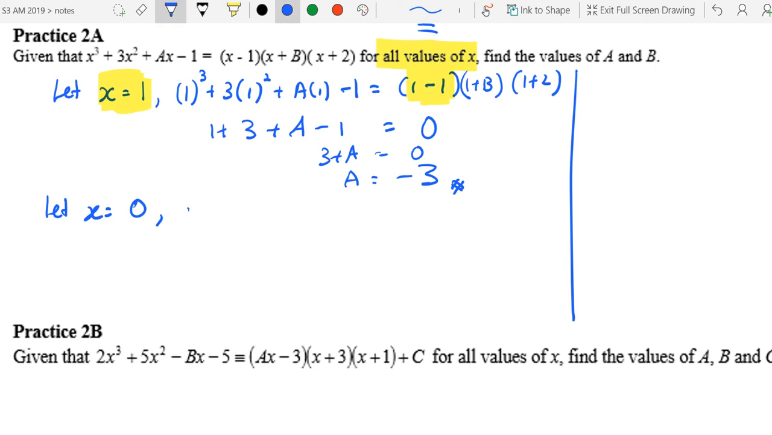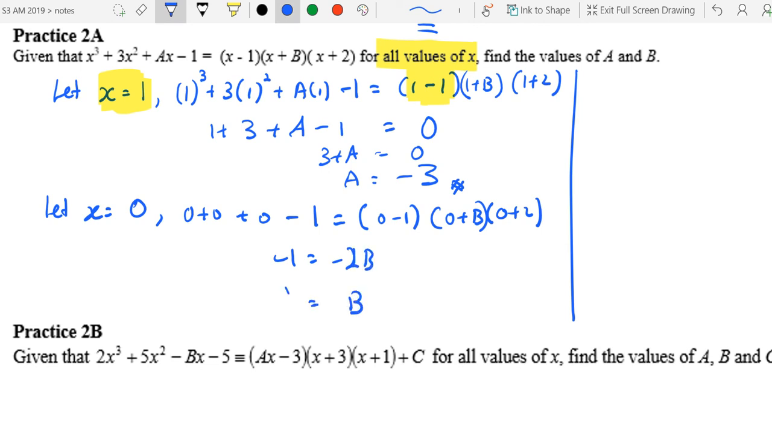Now let's try. 0 plus 0 plus 0 minus 1. Favorite, because all 0. This one? 0 minus 1. 0 plus b. 0 plus 2. Next one. -1 equals to what? -1 times plus 2. Uh-oh. Because the answer is half, is it?